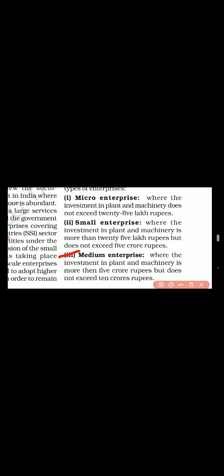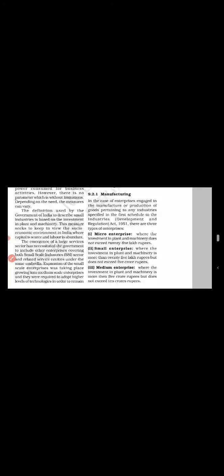Okay, at last we are moving forward with the medium enterprise. So in medium enterprise, 5 crore rupees but not exceeding 10 crore rupees. मतलब कि जब आप 5 करोड़ रुपए से लेके 10 करोड़ रुपए तक के इन्वेस्टमेंट्स करते हो, मतलब 5 करोड़ से लेके 10 करोड़ तक का आप असेट्स लगाते हो किसी भी बिजनेस को रन करने के लिए, so basically that type of enterprise is known as medium enterprise. Okay, I hope that you have easily categorized it. Okay, and now we are going to see services.